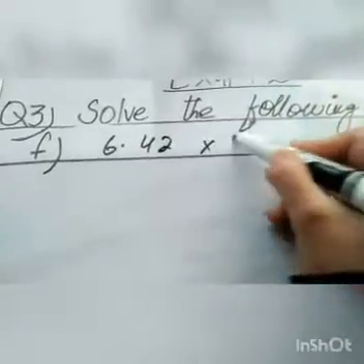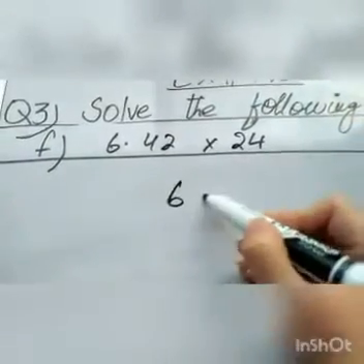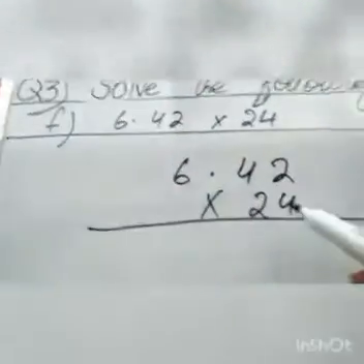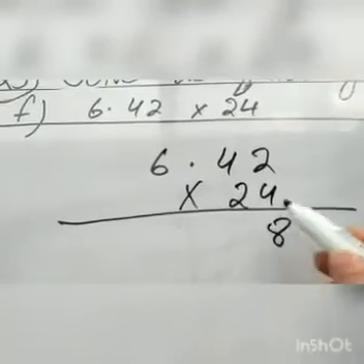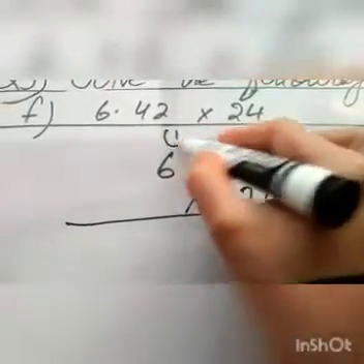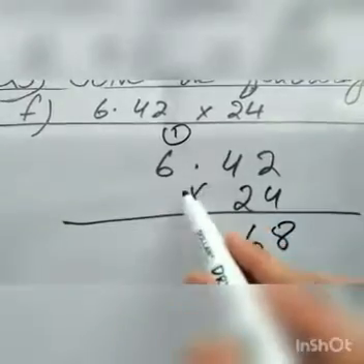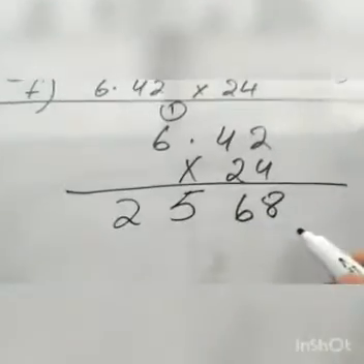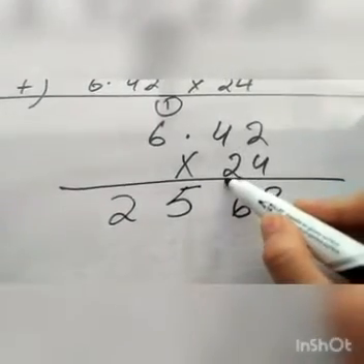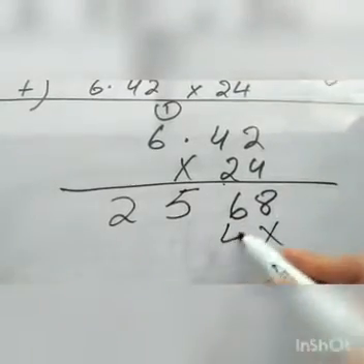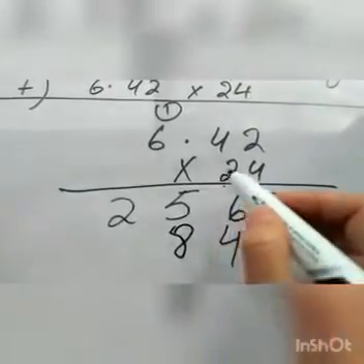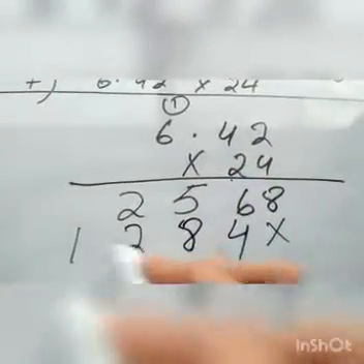6.42 multiply 24. 4 2 times is equal to 8. 4 4 times is equal to 16. 1 carry over the next. 4 6 times is equal to 24. 24 plus 1 is equal to 25. Second digit from 24, that is 2. 2 2 times is equal to 4. 2 4 times is equal to 8 and 2 6 times is equal to 12.